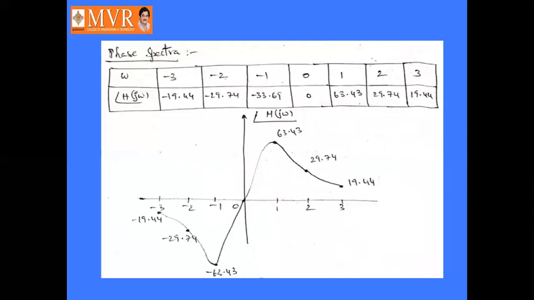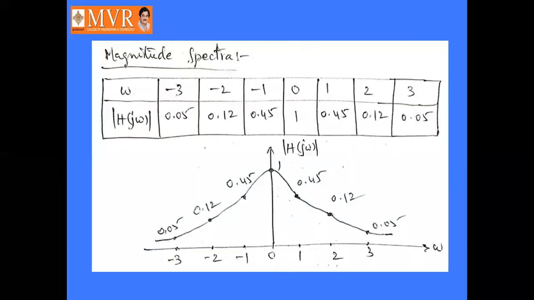And then coming to the phase plot. So here also we are taking different values of omega and substitute these values in the phase angle, so that we will get different phase angles for different frequencies, right? So by simply taking the plot between angle of h of j omega and omega, we will get the plot like this. Okay, this is the phase spectra. The above one is the magnitude spectra. Okay, so this is the magnitude and phase spectra of h of j omega.